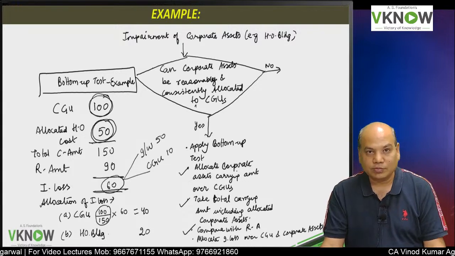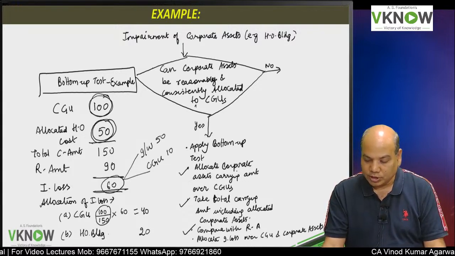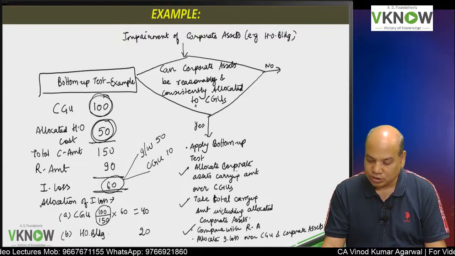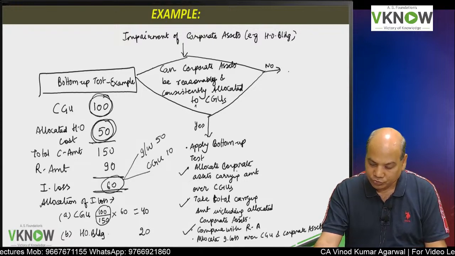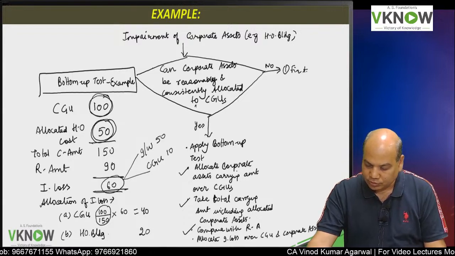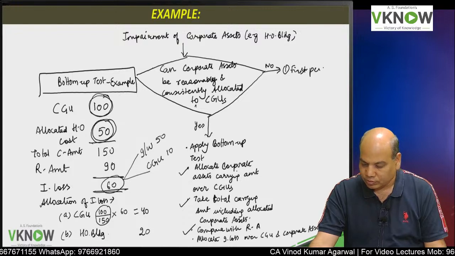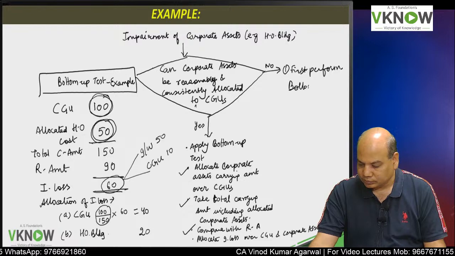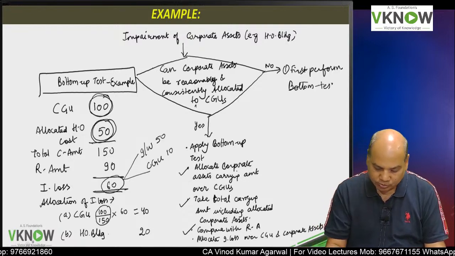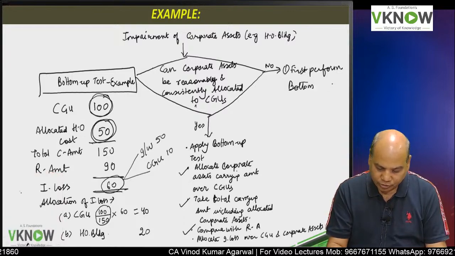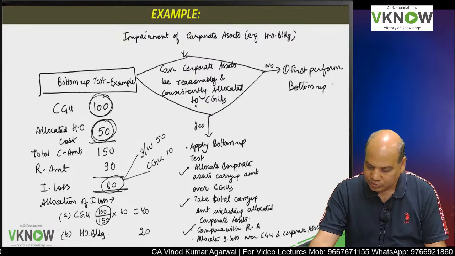Now come back to this flow chart. Can the corporate asset be reasonably and consistently allocated to CGUs? The answer is no. Then what will you do? First perform the bottom-up test without allocating the corporate asset.